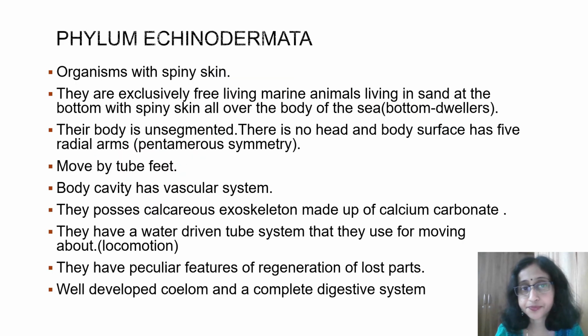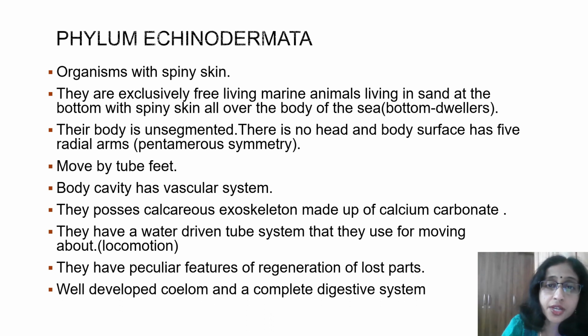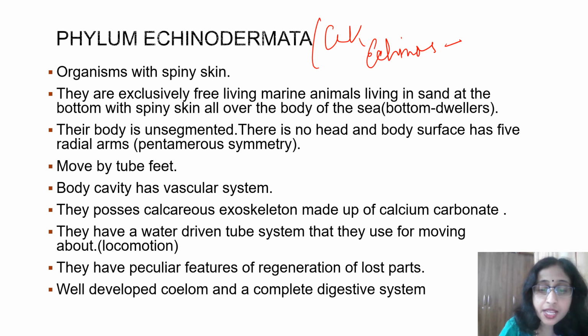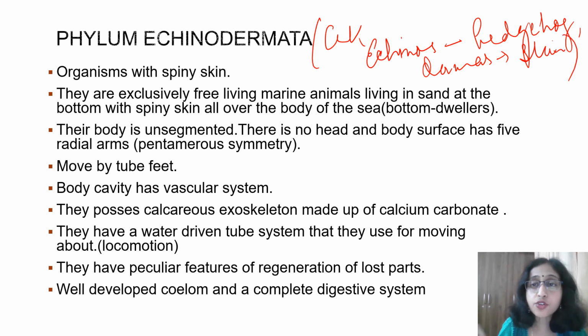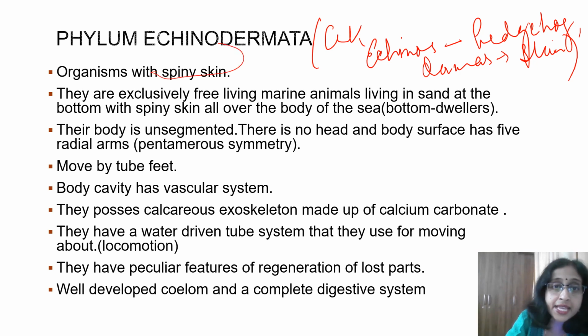So let us see that. Now, as the name suggests, this phylum Echinodermata, what is it? It is also a Greek term in which echinos, what does it mean? Echinos means hedgehog. So we know that hedgehog is an animal. So it is like a hedgehog, and dermis means skin. So echinos means hedgehog and dermis means skin. So these are organisms with the spiny skin.